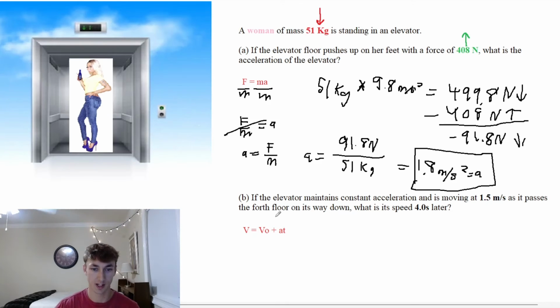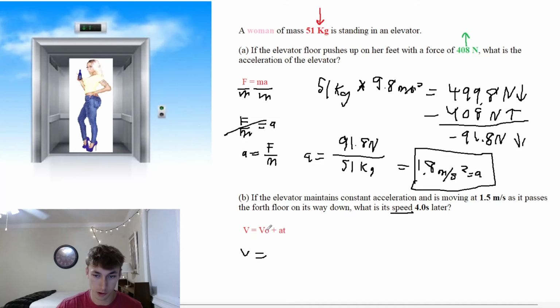So we've done that. Now for part B. If the elevator maintains constant acceleration and is moving at 1.5 meters per second as it passes the 4th floor on its way down, what is its speed 4 seconds later? Upon analysis of this question, the best possible way of solving it is by using the first kinematic equation: velocity is equal to the initial velocity plus acceleration times time. Because we need to find the velocity. It asks what is the speed. So let's make it happen.